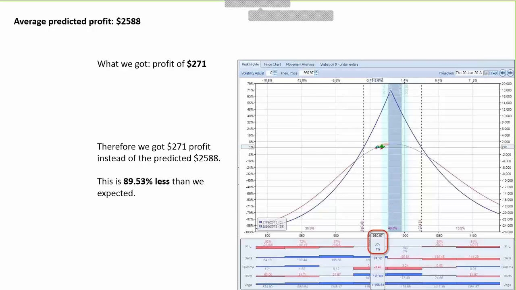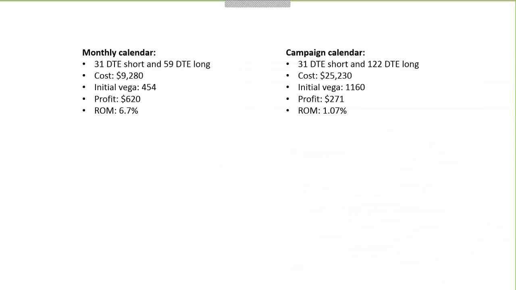So let's actually see these things side by side. There you go. The monthly calendar, which was the 3060, cost was close to 10 grand. Over here, the campaign calendar, 2.5 times the price. That's fine because what we were doing was trying to increase our Vega exposure. We wanted to be very long Vega. That's why we paid more than 2.5 times the price. But look at what happened with the results. The short-term calendar made 6.7%. The long-term calendar we thought would be making a killing made 1%.